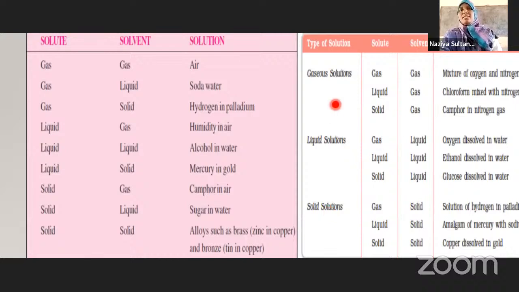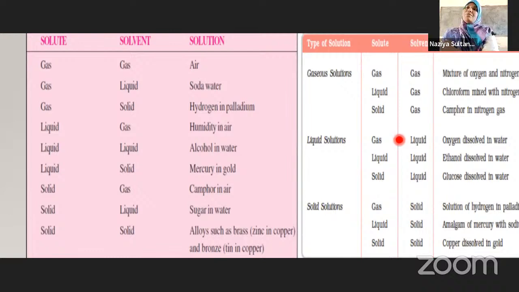Gaseous solution. What is a gaseous solution? The solution in which the solvent is a gas. Example, mixture of oxygen and nitrogen. Liquid in the gas: chloroform mixed with nitrogen. Chloroform, what is its physical state at room temperature? It is a gas. Sorry, it is a liquid, but it is a volatile liquid. That means it is taking up the heat from the surrounding and getting vaporized. This is an example of liquid in the gas.